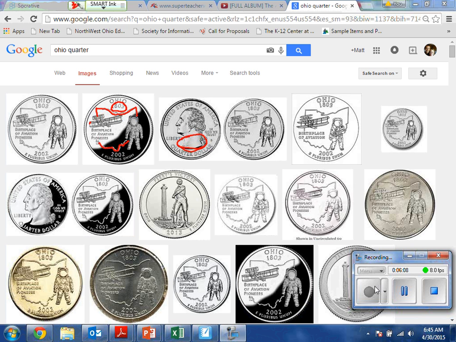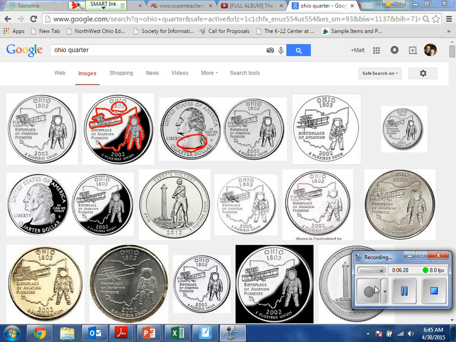You have a picture of the Wright brothers plane, because the Wright brothers lived in Dayton, Ohio, and they were the first ones to basically create a plane. And also there's a picture of this astronaut here. Of course, we should know that as Neil Armstrong, first man to walk on the moon. He's from Wapak, Ohio, Wapakoneta.